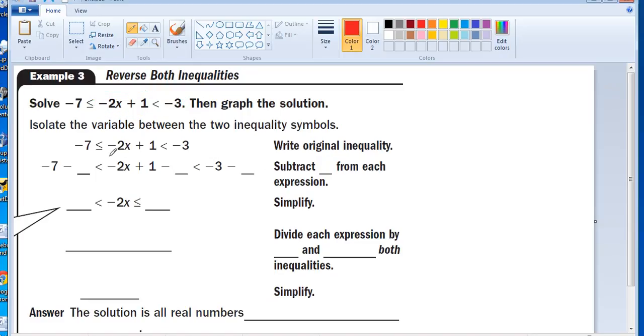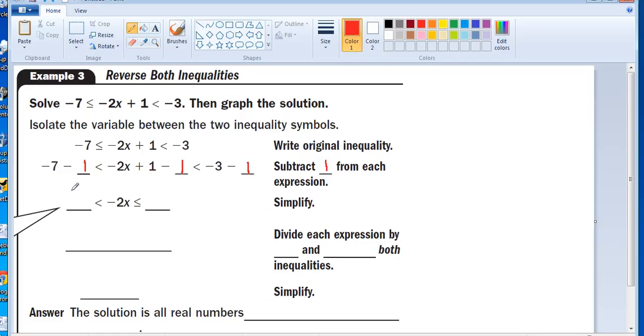We've got to get this negative 2x by itself. Now how we do that is we have to subtract 1 from every expression. So we're going to subtract 1 here, subtract 1 here, and subtract 1 here. If you're doing this for the homework, you might be writing these below, like minus 1 here, minus 1 here, and so on.